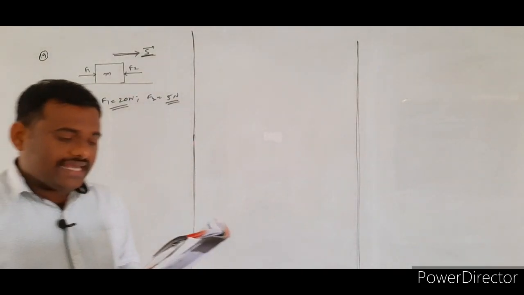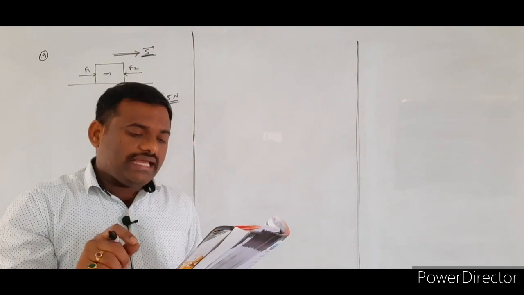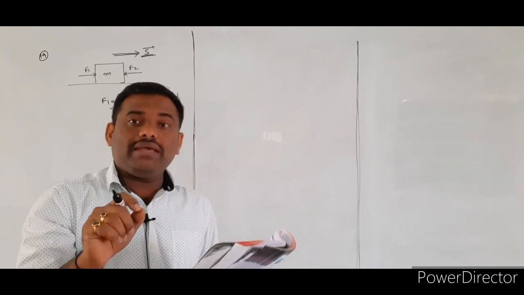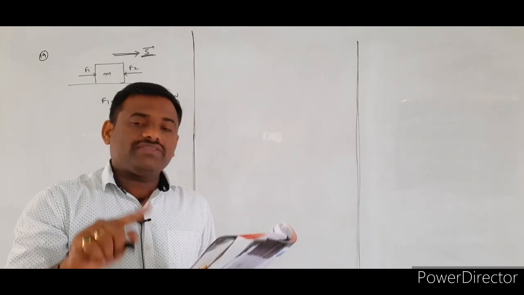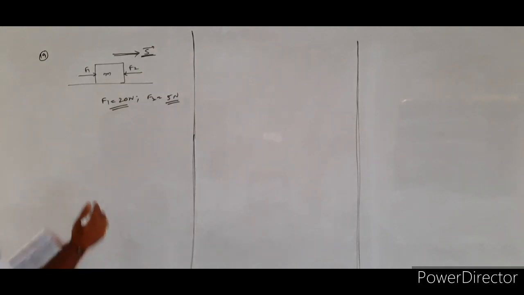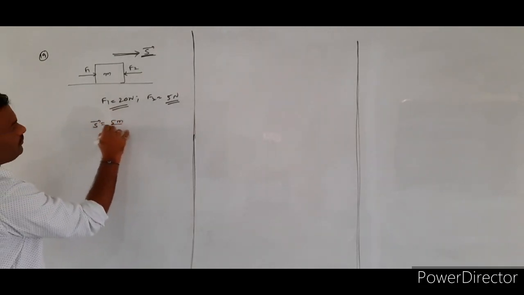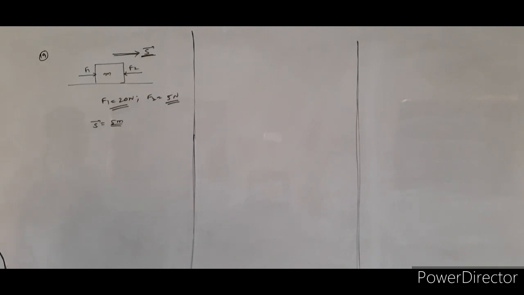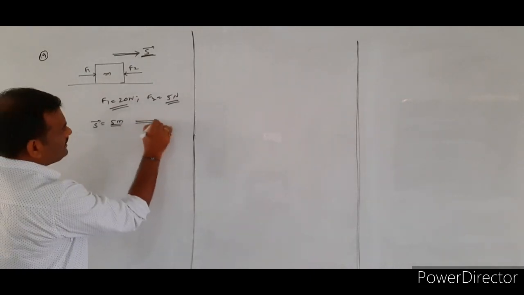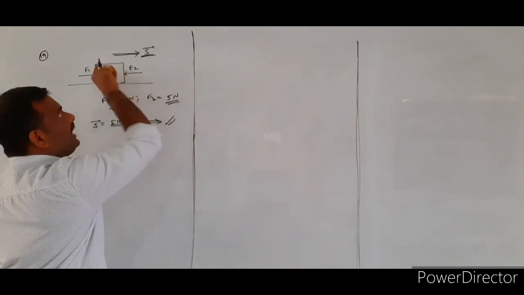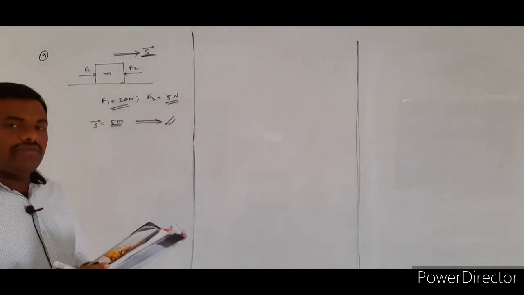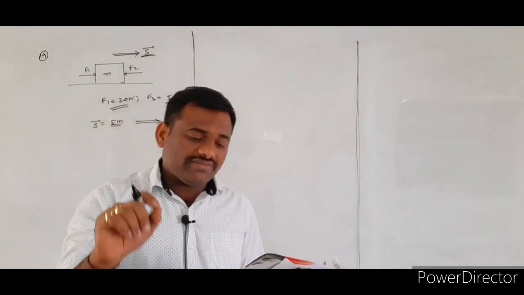Now, what they are saying is that the block gets displaced by 5 meters in the direction of the net force. So what is the displacement of the body? Displacement of the body is equal to 5 meters, in the direction of the net force. Displacement is always along the direction of the net force.